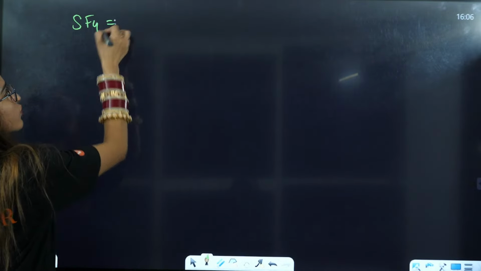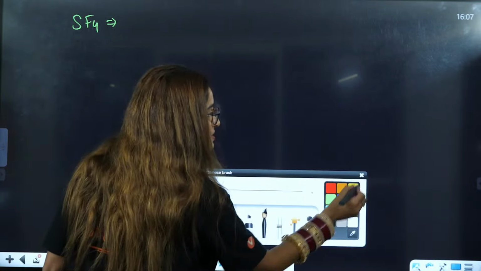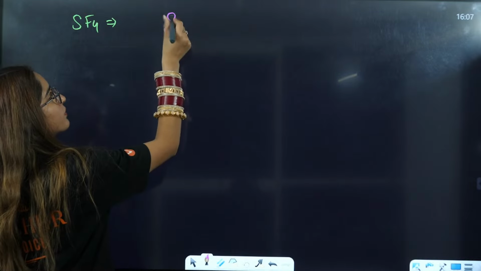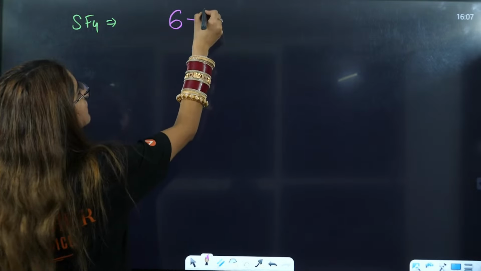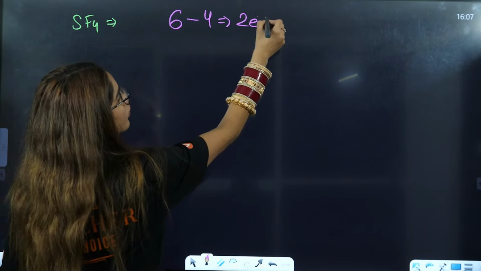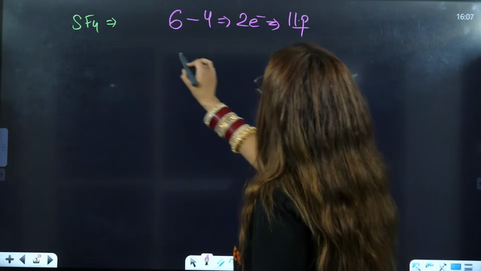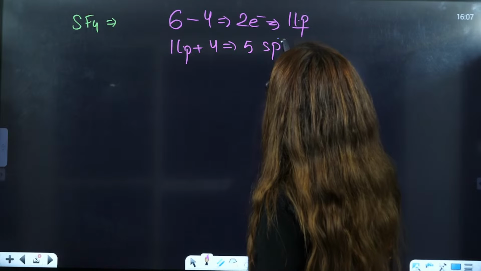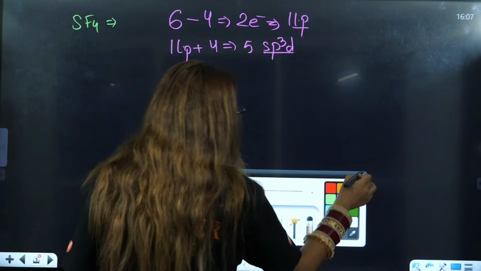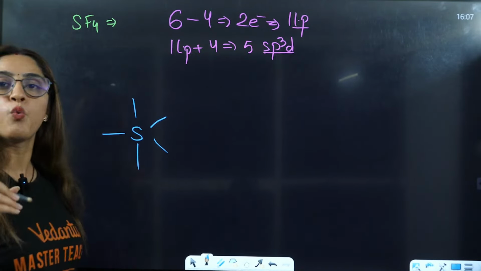First is SF4. Now I'll tell you how to answer this. First you have to find the central atom, which is sulfur. Sulfur belongs to group number 16, which means the outermost electrons are 6. 6 minus 4 are already involved in bonding, so 2 electrons are left, which means 1 lone pair. 1 lone pair plus 4 bond pairs combine to 5. That is sp3d hybridization, which is trigonal bipyramidal, that means 1, 2, 3, 4, 5. But 1 is a lone pair.